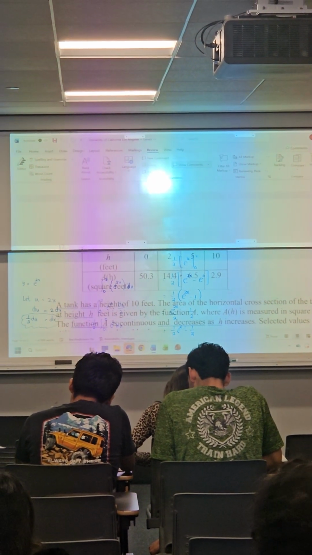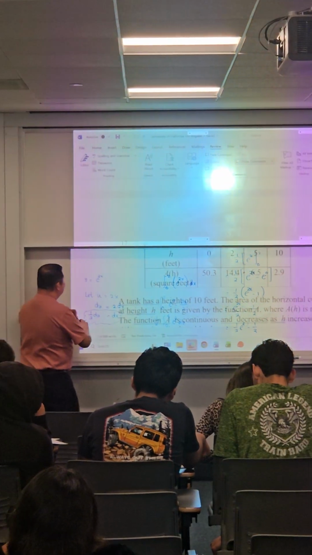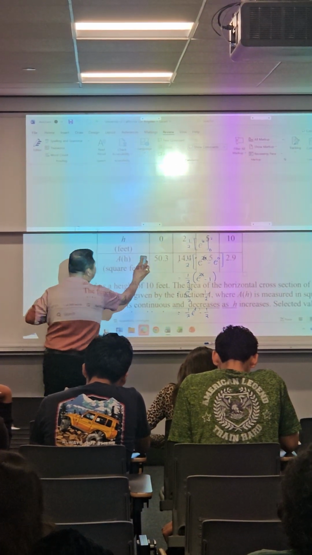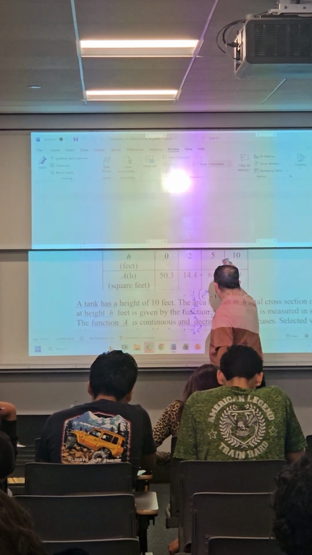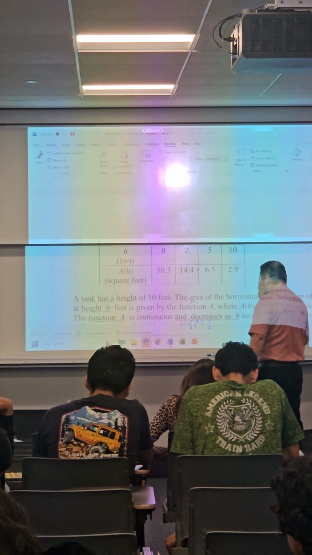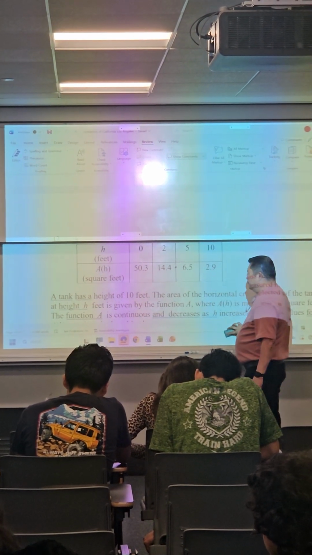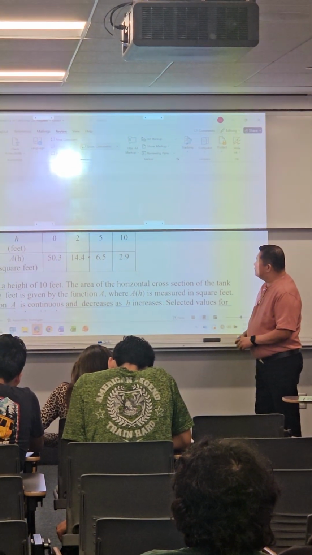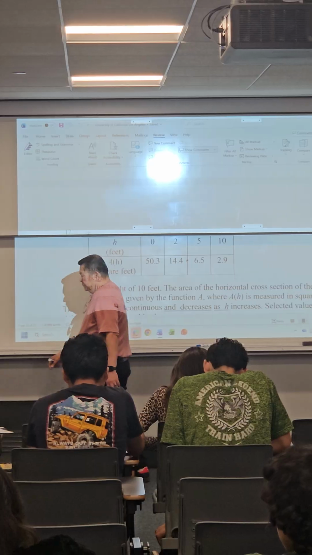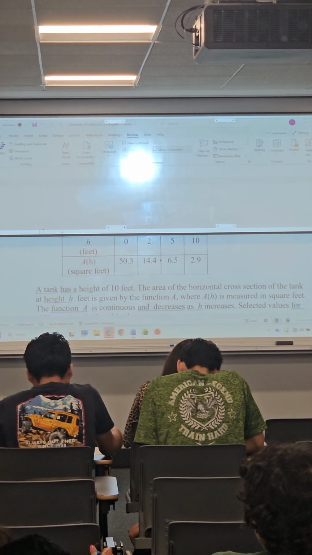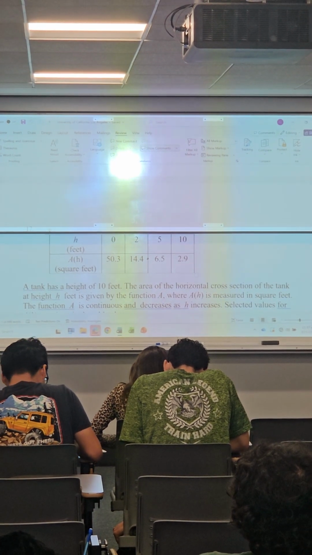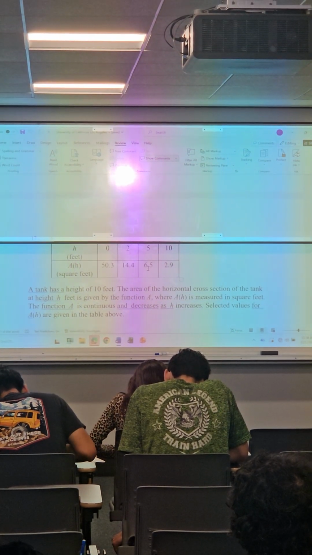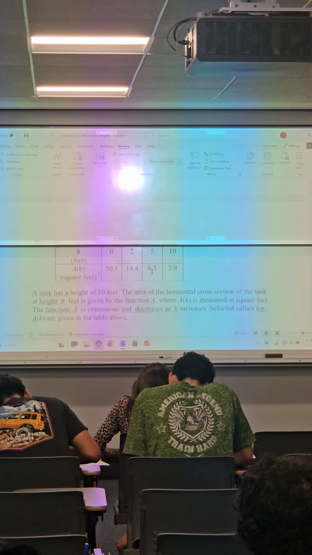A tank has a height of 10 feet. The area of the horizontal cross section of the tank at height h feet is given by the function A, where A(h) is measured in square feet. The function A is continuous and increases as h increases. Selected values for A(h) are given in the table above. Use a left Riemann sum with 3 subintervals indicated by the data in the table to approximate the volume of the tank.